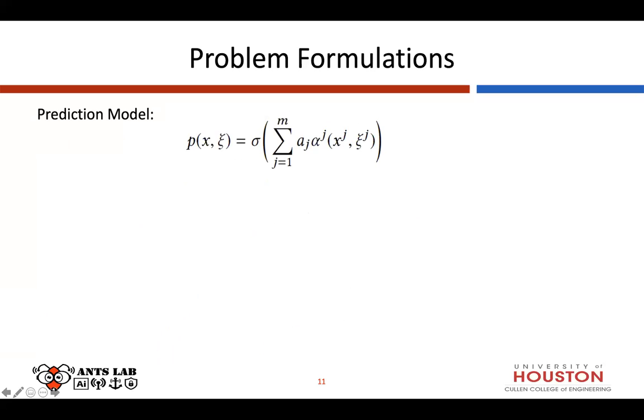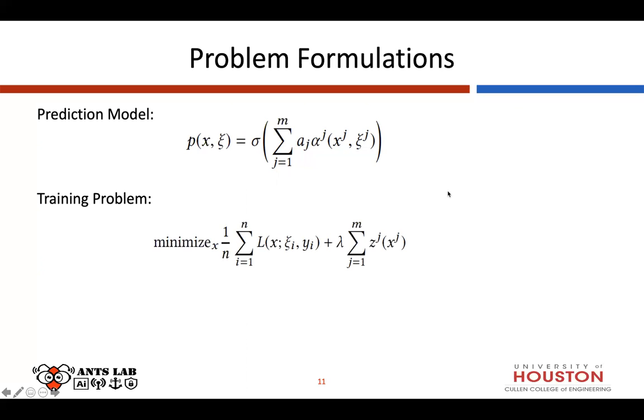Let's look at this prediction model. For this prediction model, both the local parameters xg and the local features psi g are stored and processed locally within this party g, and only the local prediction results alpha need to be shared to produce the final prediction. And therefore, we can have our problem.